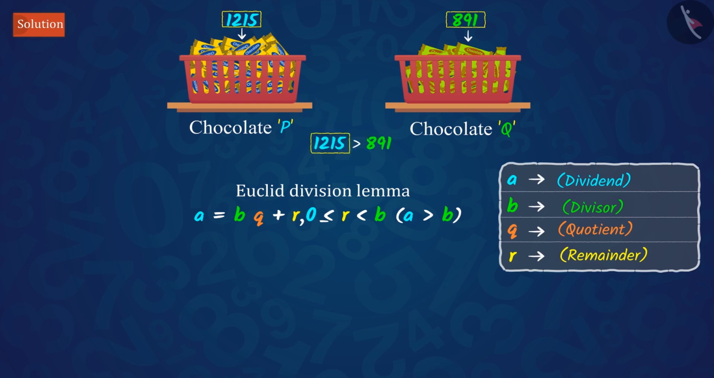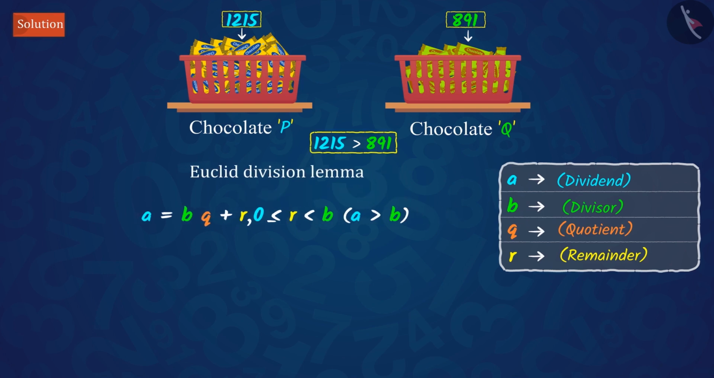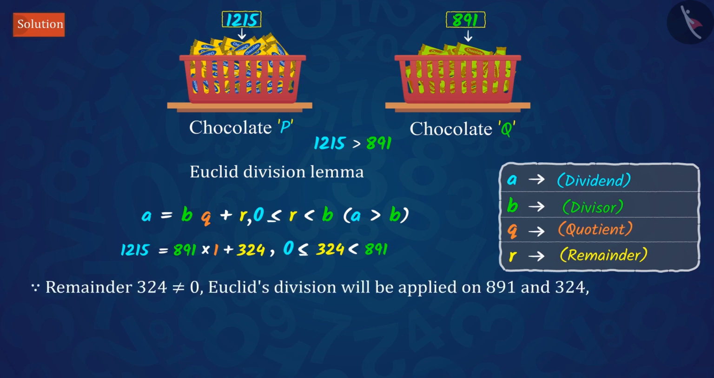Here, 1215 is greater than 891. Now we will use Euclid's division lemma on these, which gives us this value. Since the remainder is not equal to 0, we apply Euclid's division lemma again to divisor 891 and remainder 324. And by this, we get this value.